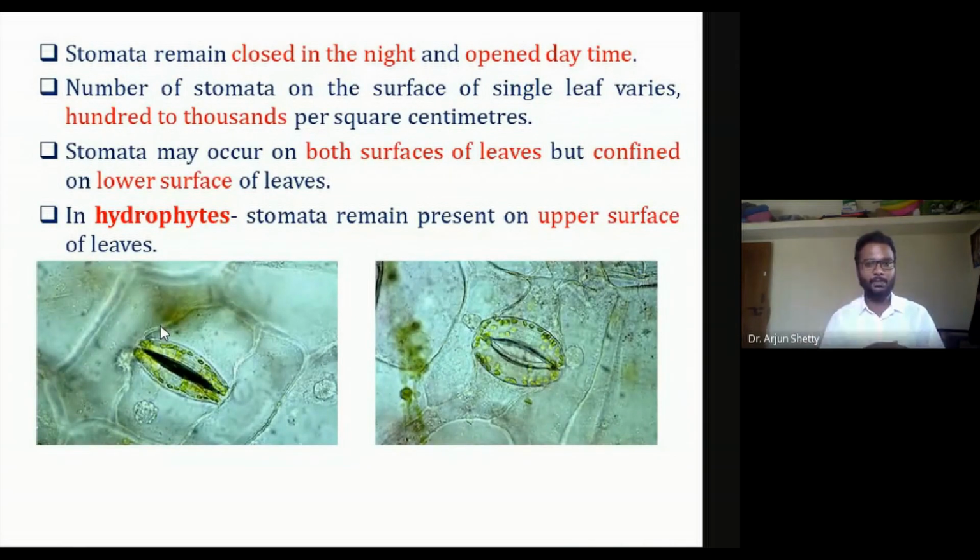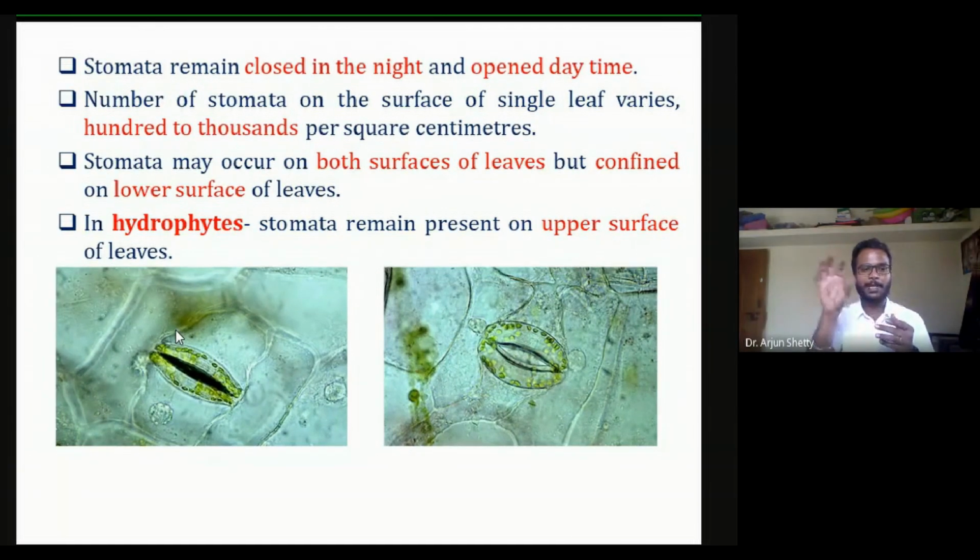In the case of hydrophytes, the lower surface of the leaf doesn't contain stomata at all, because the lower surface is directly connected with the water. So whatever gas exchange should occur, it occurs from the upper surface itself. And in the case of xerophytes, can anyone tell me, where the xerophyte has a peculiar leaf?